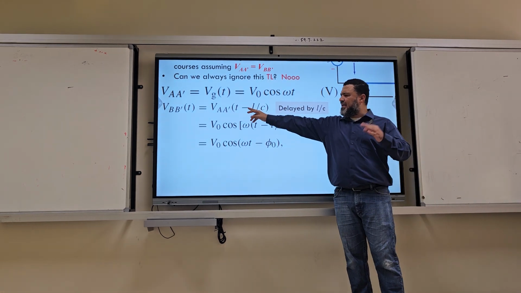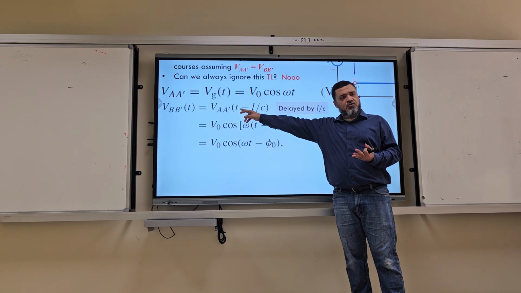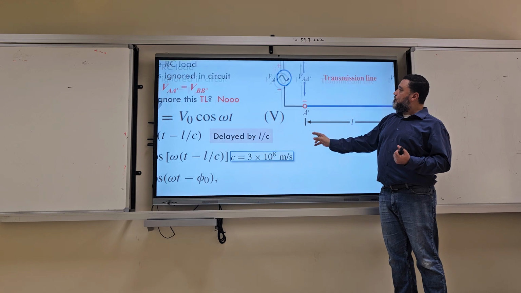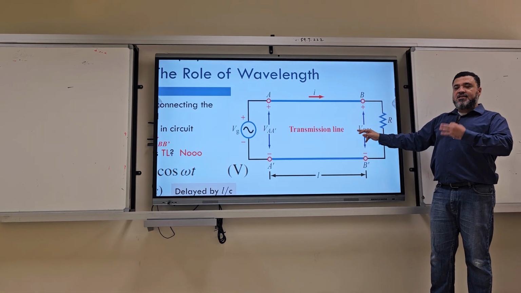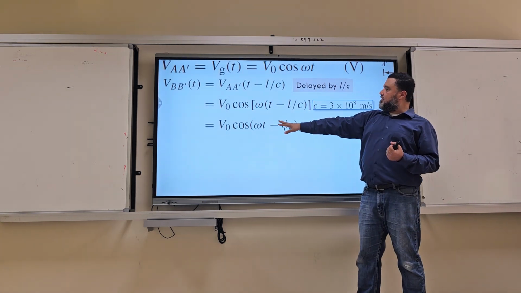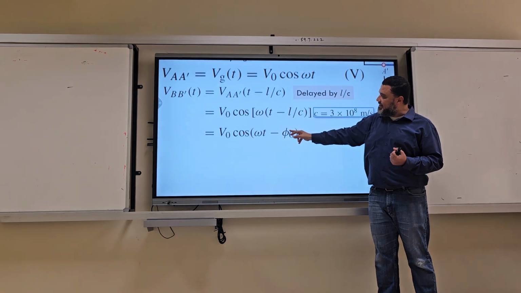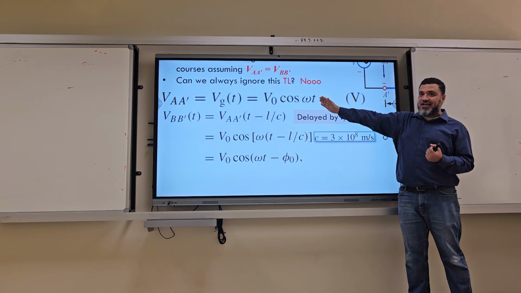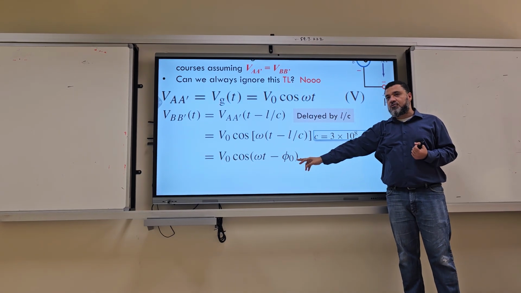By the way, it could be plus or negative, it doesn't matter, because I will assume t equal to 0. So the wave will go from here to here after some delay time equal to distance over velocity, which is L over C. So this is the new voltage at the load end. It does have a phase delay. This is the voltage at the transmitter, no phase. When it reaches the receiver, the load, it will have a phase equal to phi 0.